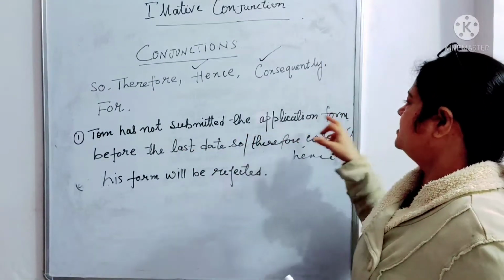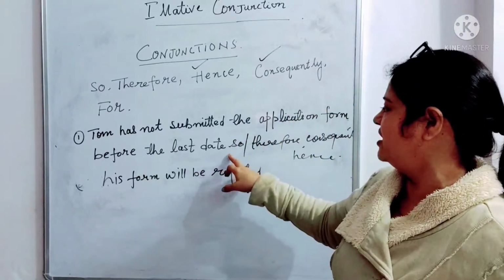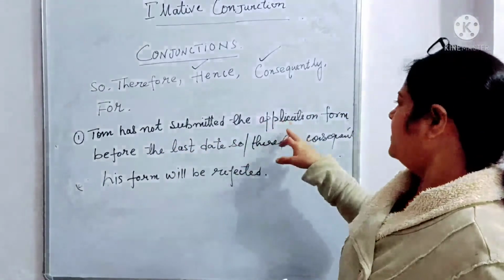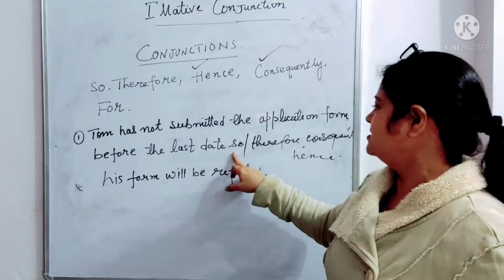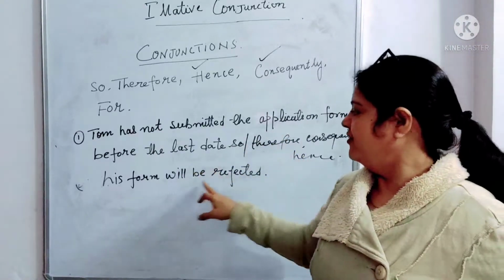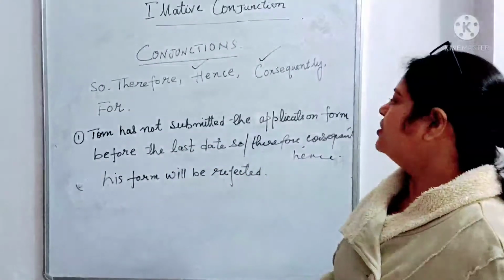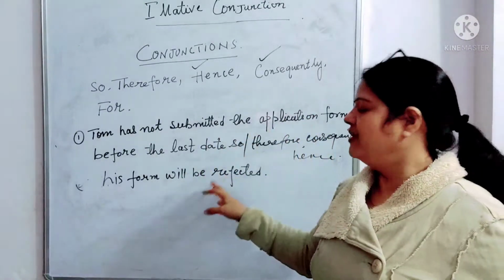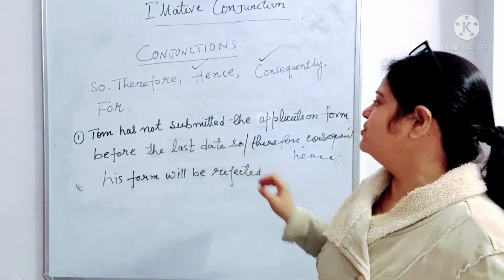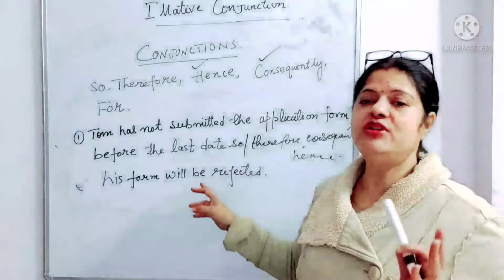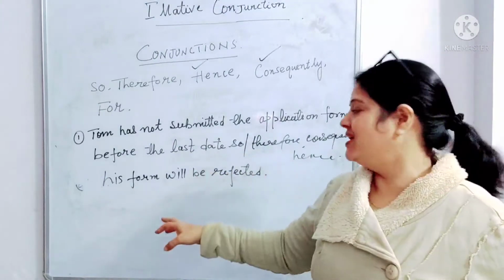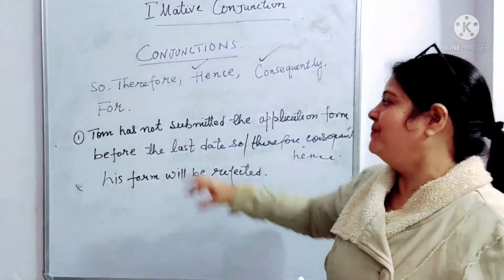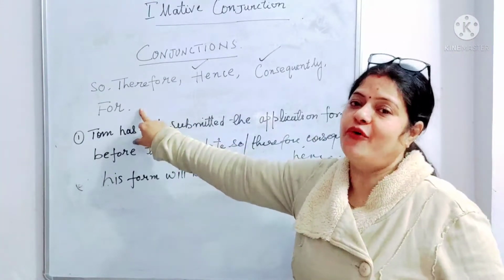Tom has not submitted the application form before the last date, so his form will be rejected. Tom has not submitted the application form before the last date, therefore his form will be rejected. Tom has not submitted the application form before the last date, hence his form will be rejected. Tom has not submitted the application form before the last date, consequently his form will be rejected. Okay. Now let's see one more example where we will use the conjunction "for."